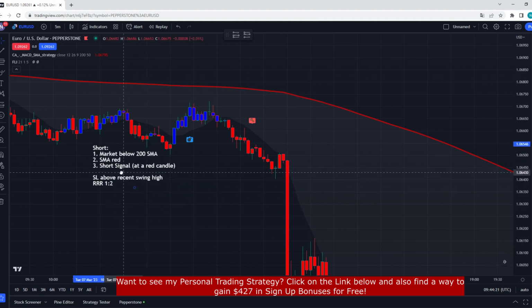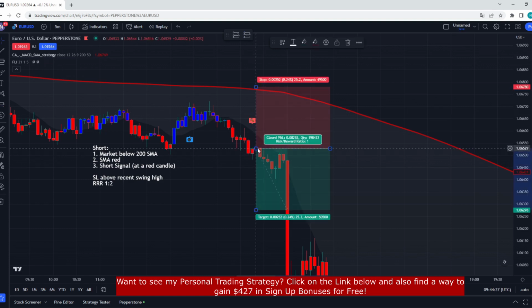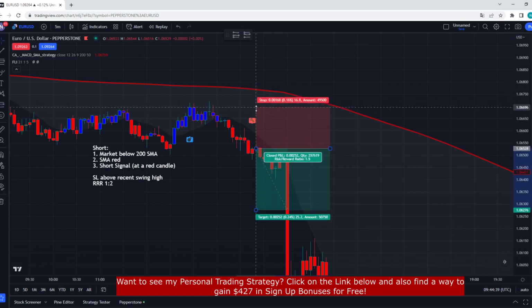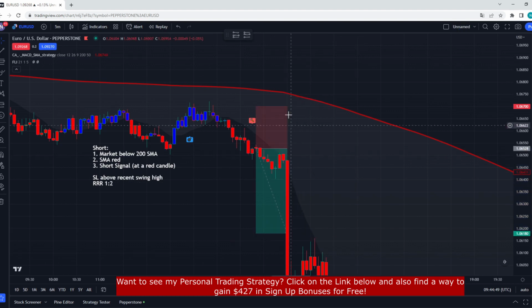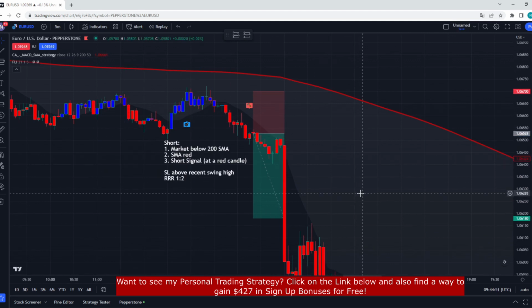As you can see, we have a very good example over here. So we have a short signal. Our SMA is in red. The market is obviously below the red line. The entry signal is at a red candle. So when this candle is closing, at the next candle, we are good to enter our trade. We put a stop loss at the recent swing high, right over here, at a risk-reward ratio of 2, and here we hit the target of our trade. So these are the rules of a short trade.